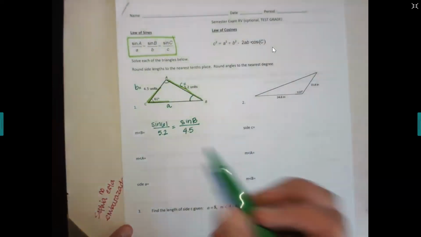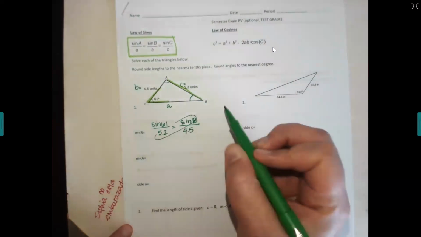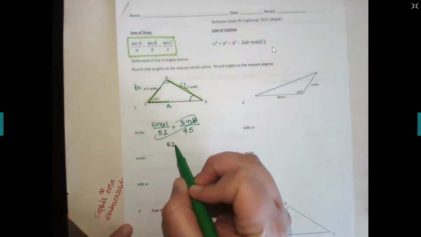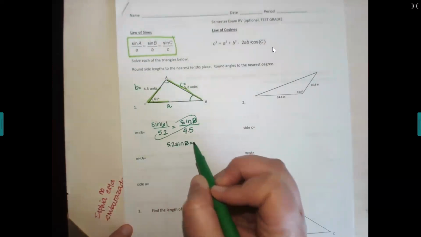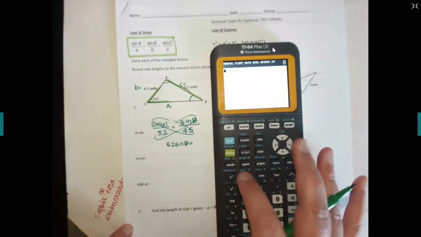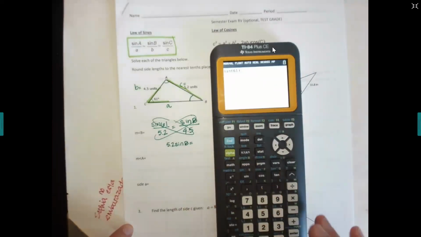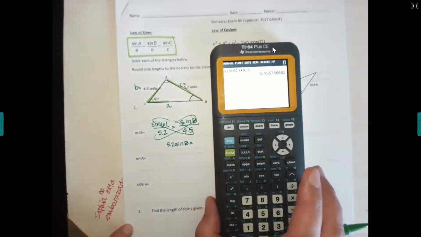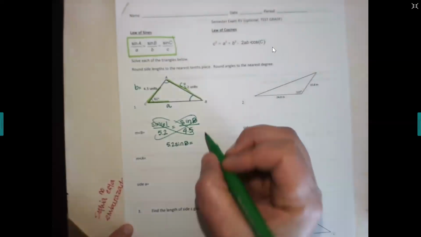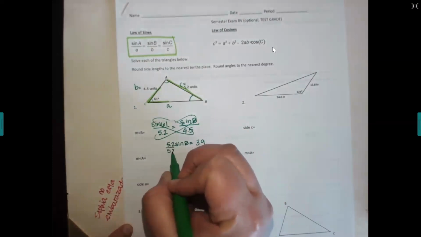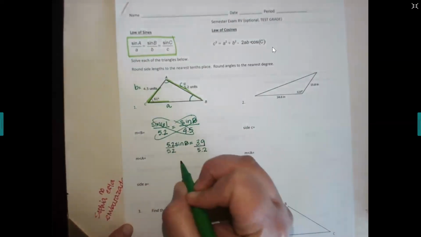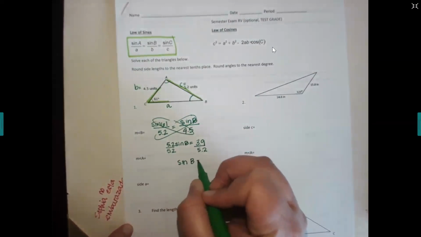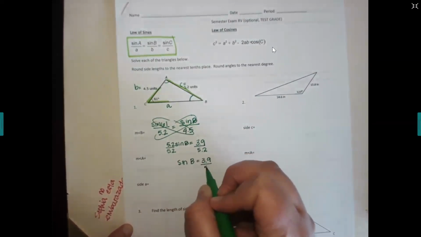So in the calculator, I'm going to do 5.2 times sine B equal to, and then I'm going to multiply this in the calculator here. So it's the sine of 61 times 4.5. So I got 3.935. We'll just go 3.9. Then I'm going to divide the 5.2 across. So that now I have the sine of B is 3.9 over 5.2.